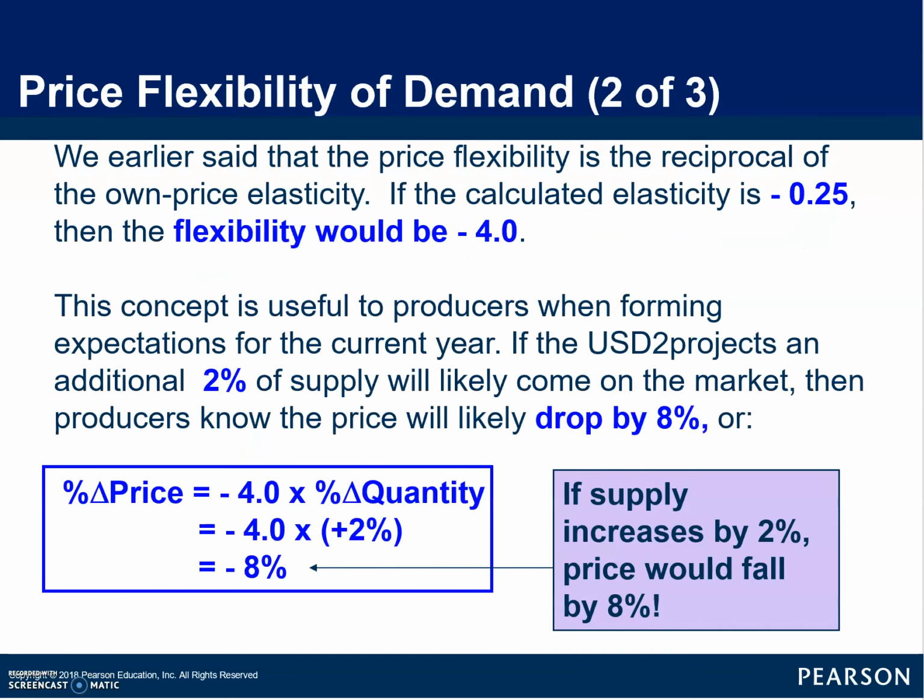How do we figure it? Percent change in price is the 4.0 times the percent change in quantity. In this case, we see a plus of 2% with this example up here. That means that we have a negative 8%. So the supply would increase by 2%, and price would fall by 8%. So that's a 4 to 1 ratio.